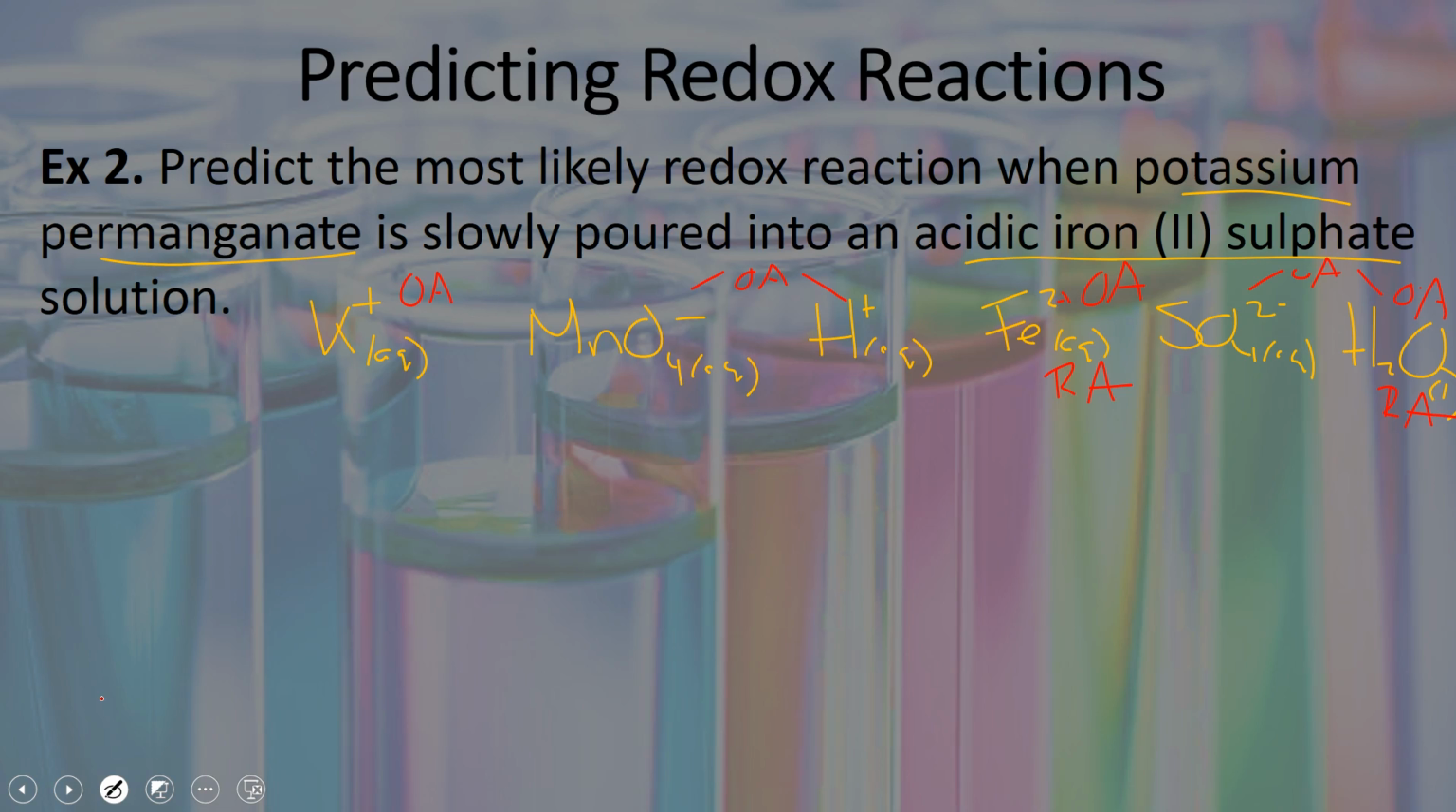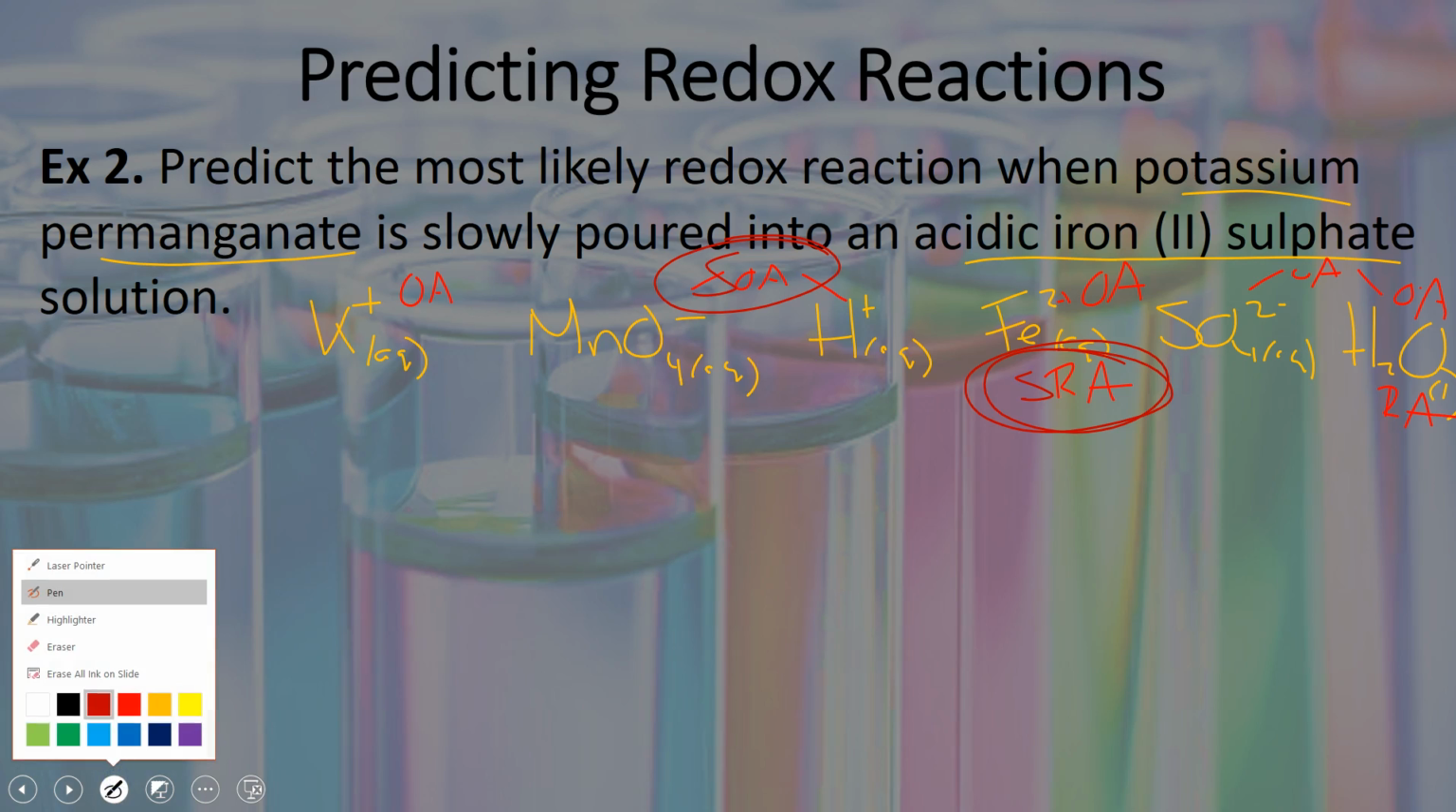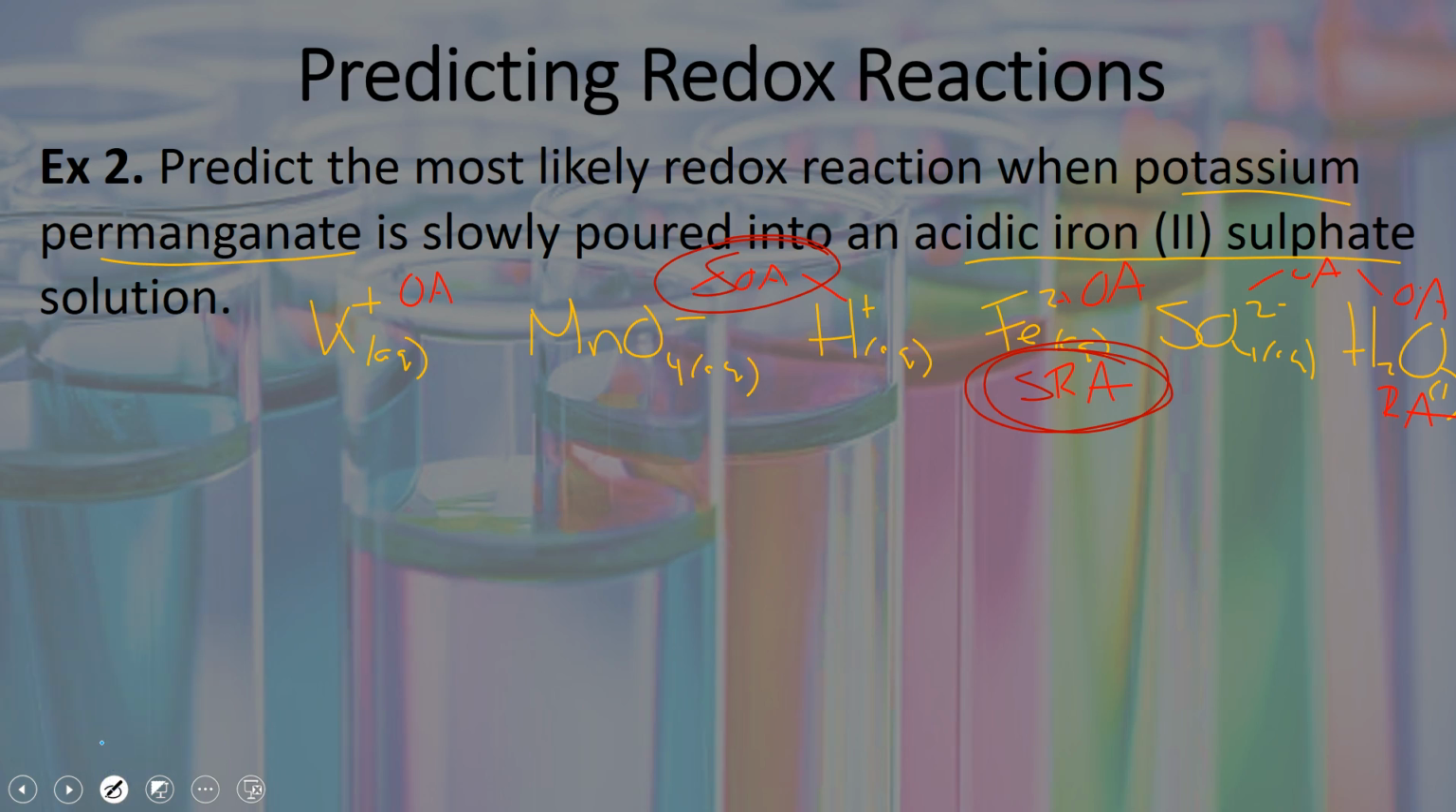Okay, so once I list all my OAs and RAs, I go check out all my OAs. This permanganate hydrogen reaction is super high up. There's nothing higher than that. So this is going to be my SOA, is the reaction between these two. And then I'm going to look between the iron 2+ ion and the water to determine my RA. And if I look, the iron is actually going to be my SRA. So then I will go write both of those reactions out. We'll have to balance them out.